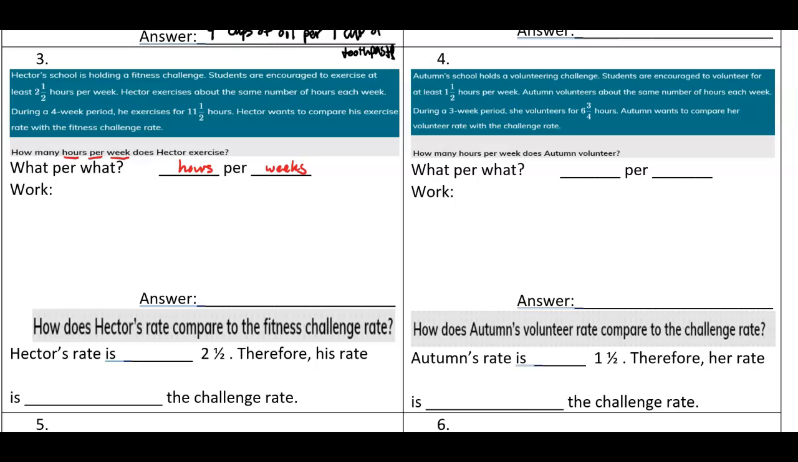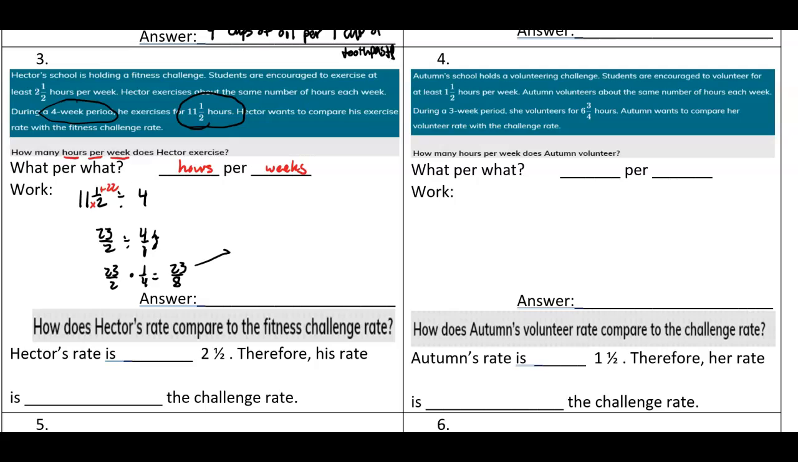So it's about Hector, right? So Hector, we have this 2.5 hours per week, but that's for the school challenge. He exercises for 11.5 hours divided by the 4 weeks right there. So first of all, you want to change this 11.5 to an improper fraction. So we've got 11 times 2 is 22, so 23/2 divided by 4/1. Flip the second fraction. 23/2 times 1/4 gets us 23/8.